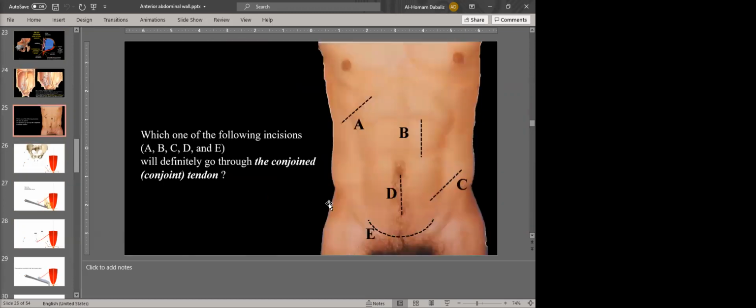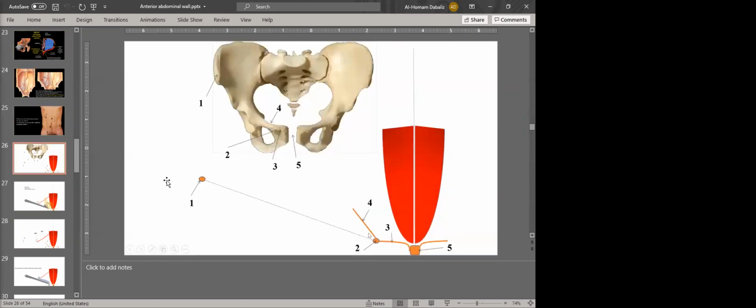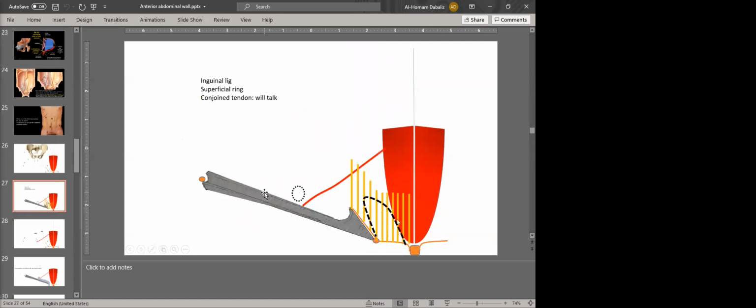The next concept we want to talk about real quick is the conjoint tendon. And then I think I'll go to the inguinal ligaments. Above the umbilicus, you only have the fatty layer.